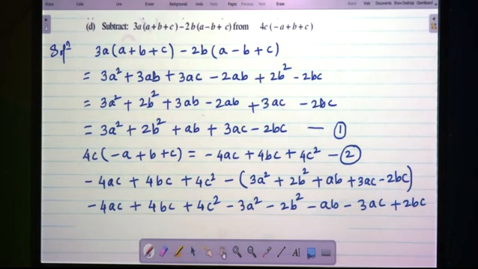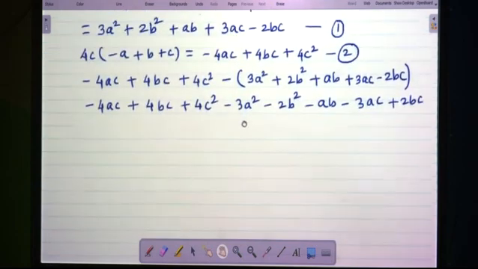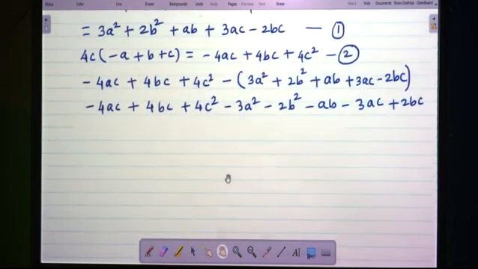Bringing the like terms next to each other and trying to see whether any calculation happens between them. First of all, we shall write minus 3a square, minus 2b square, plus 4c square.